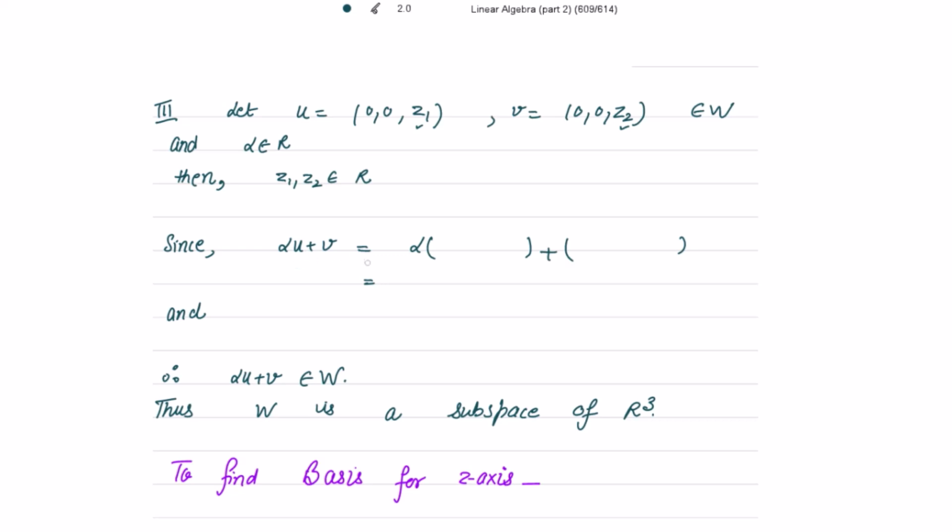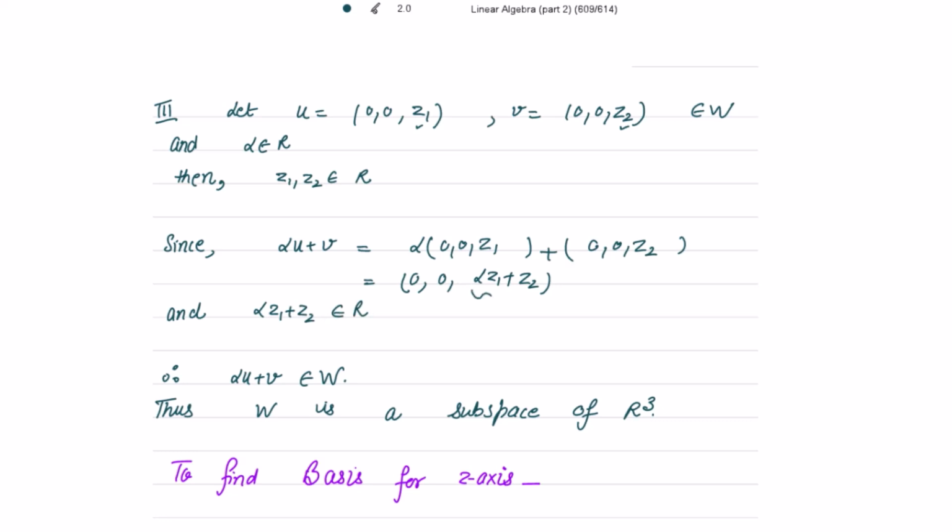Now alpha u plus v is equal to alpha times the value of u, plus v, which is (0, 0, z2). Let me add these two. I get alpha times 0 is 0, plus 0. Then alpha times 0 is 0, plus 0. And alpha times z1 plus this z2. And because z1 and z2 already belong to R, and alpha also belongs to R, this linear combination alpha z1 plus z2 also belongs to R.